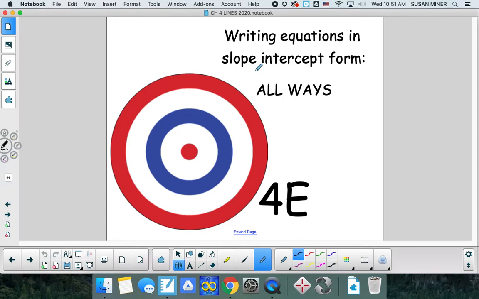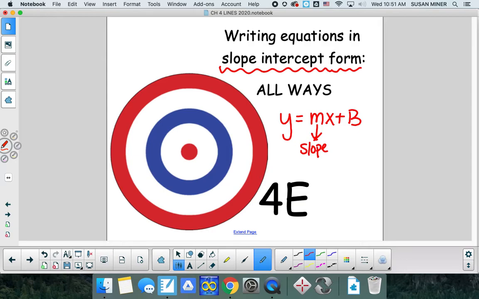Remember, slope-intercept form is a linear equation in this form: y equals mx plus b, where the letter m represents my slope, and the letter b represents my y-intercept. And I'm just going to abbreviate the word intercept there.